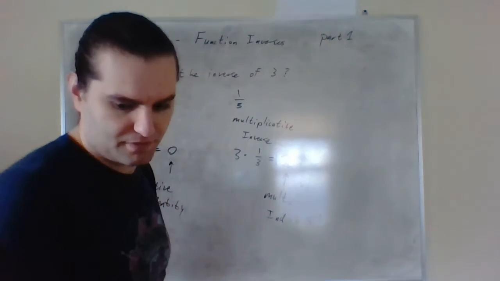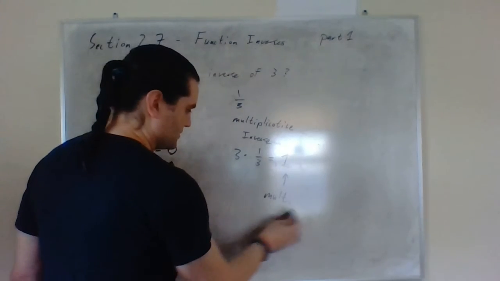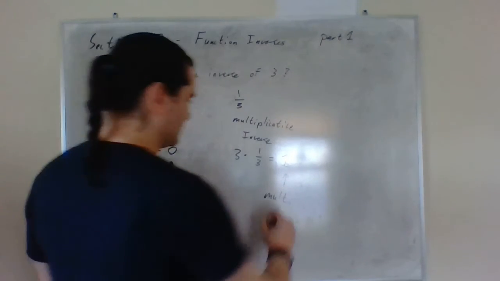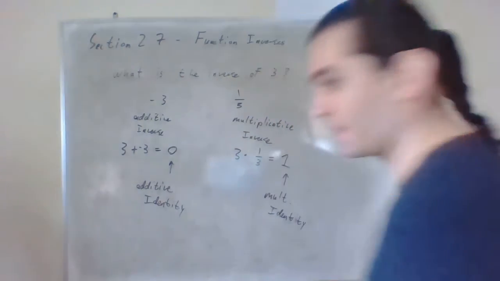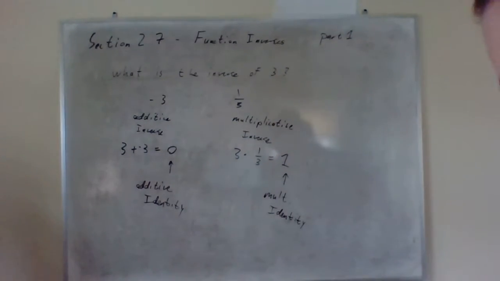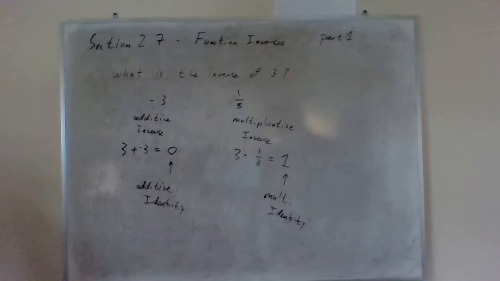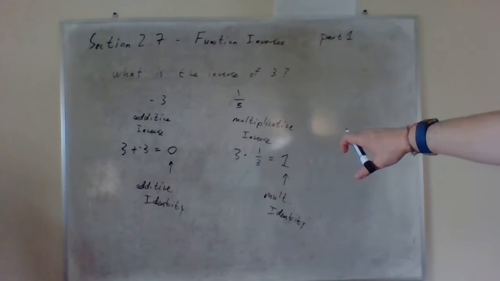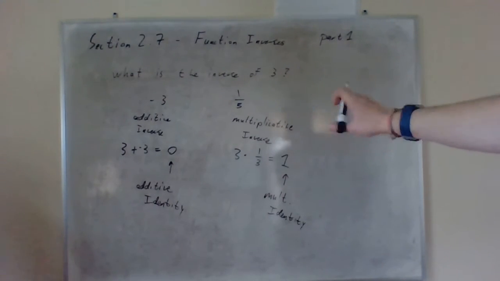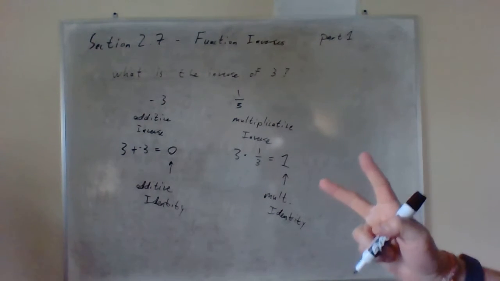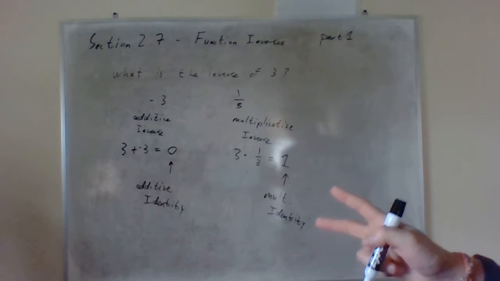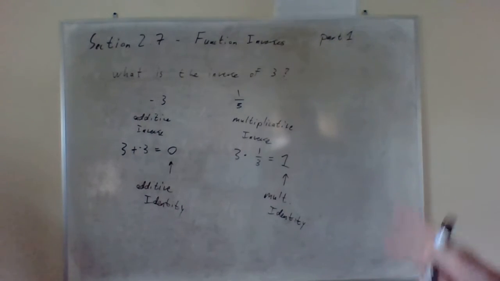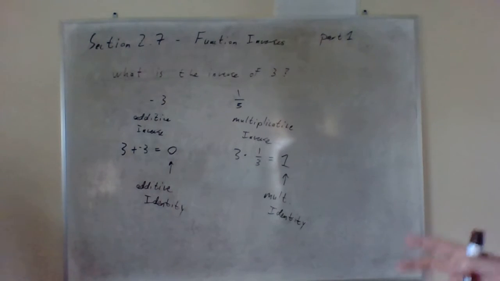Oh, I'm spelling identity wrong. No one saw that. This is fine. Let me try and block some of this glare. So they're both the inverse of 3 because 3 has two identities. It has an identity for each category of operation because each category of operation has a different identity.